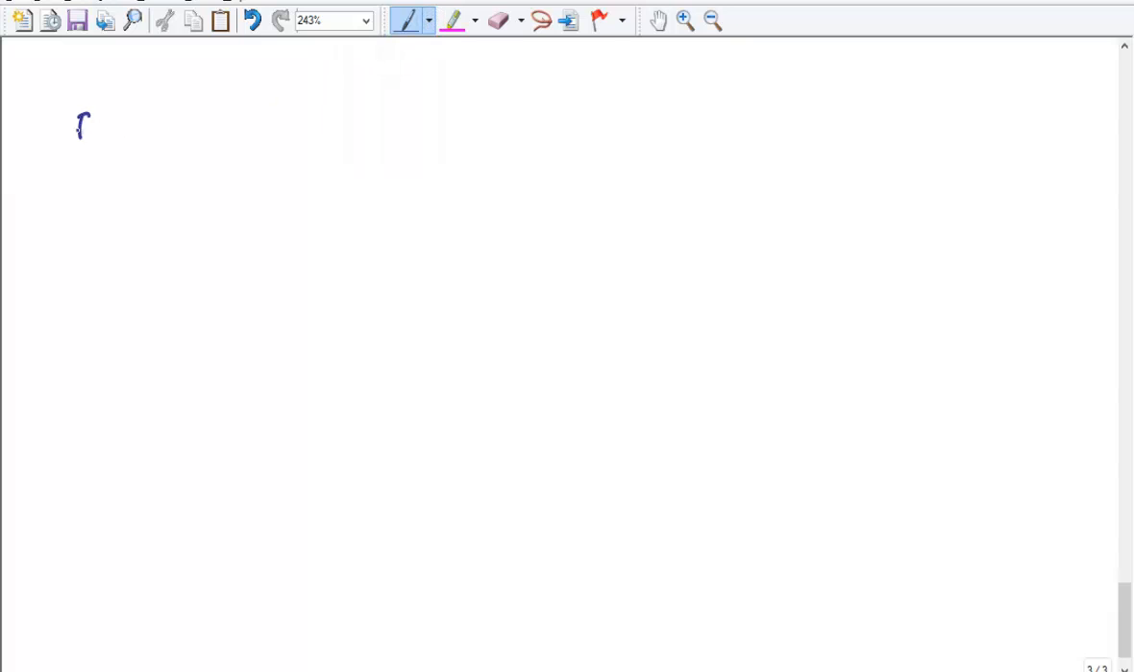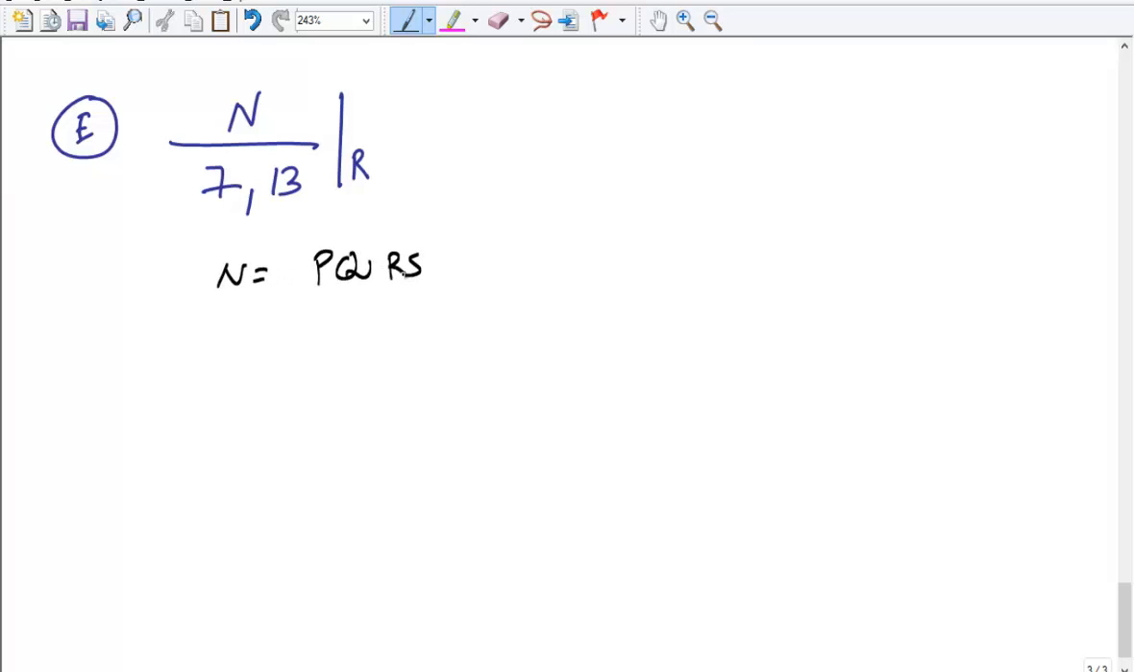Now let's take E. Now that is n divided by 7 and 13. Absolutely 7 and 13, and we need to find the remainder. What we have learned in our third video is quite simple. The n is as usual PQRS, and that is nothing but P into 10 cube plus Q into 10 square plus R into 10 power 1 plus S into 10 power 0.